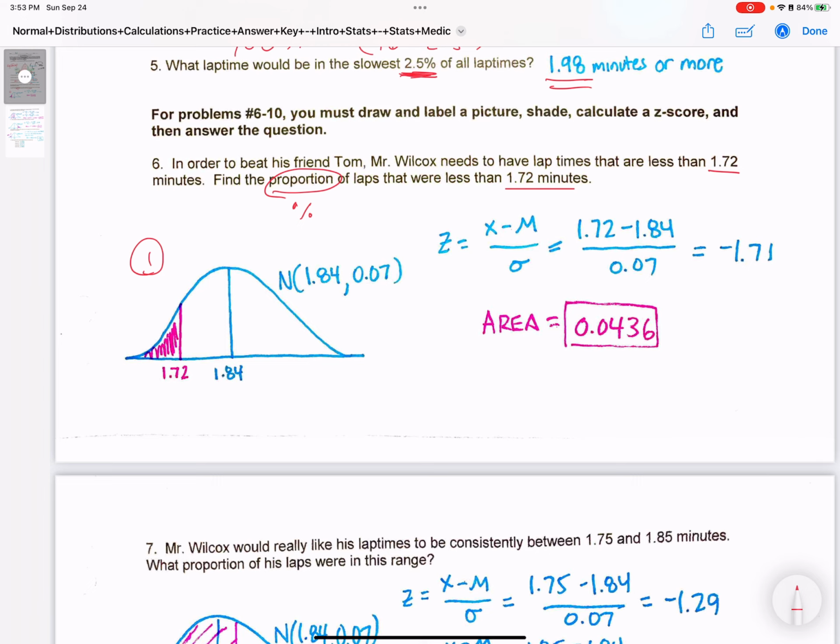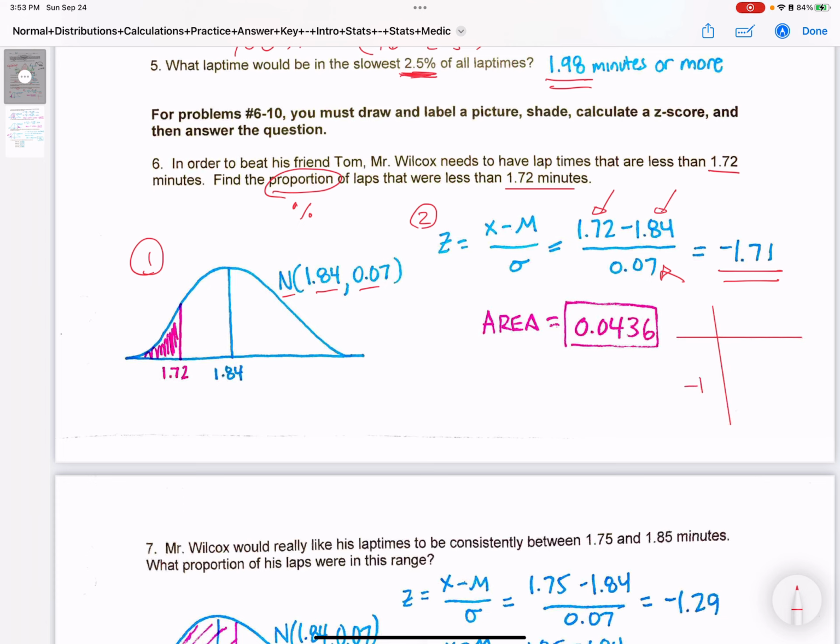So I'm going to, first step, draw it, and I have my normal model shaded, my mean and standard deviation. Second step, let's do our z-score, which is observed minus mean divided by standard deviation. Observed was 1.72 minus mean divided by standard deviation, and I get negative 1.71. I would then look this up in my z-score chart.